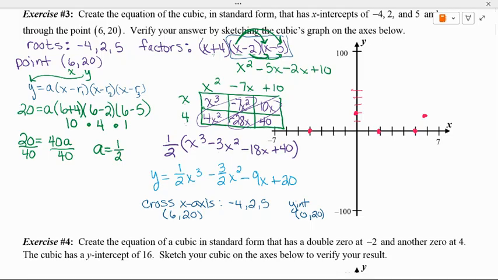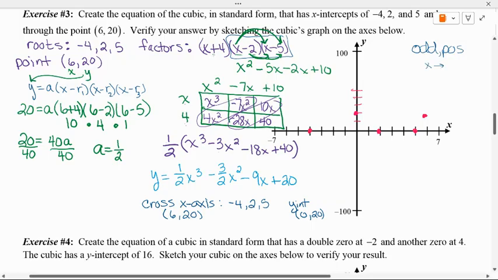What's my end behavior going to do? Let's see. It's degree 3, and my leading coefficient is positive. Look at your chart from yesterday. Degree 3, my leading coefficient is positive. So that'll tell us which way our tail needs to go. So odd, positive. Look at your chart from yesterday. Odd, positive. I'm not telling you. You need to look at your chart from yesterday. Odd, positive. Tell me what happens as x gets really small. As x approaches negative infinity, what does y do?